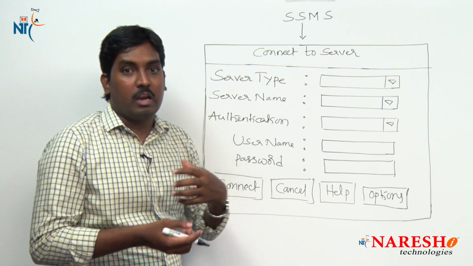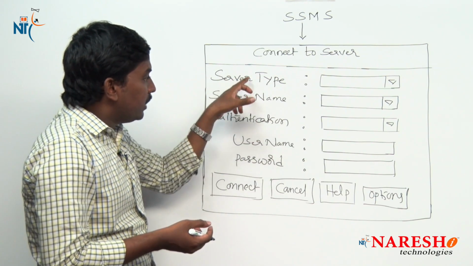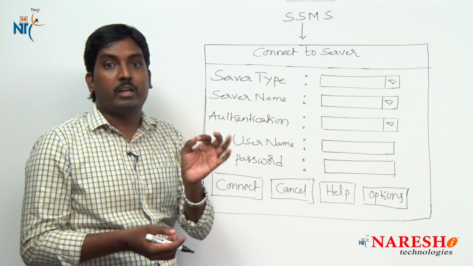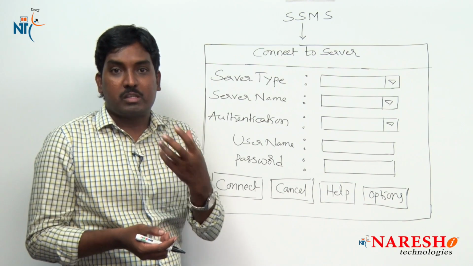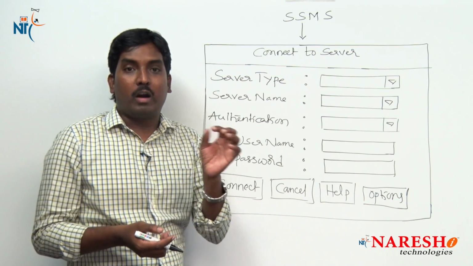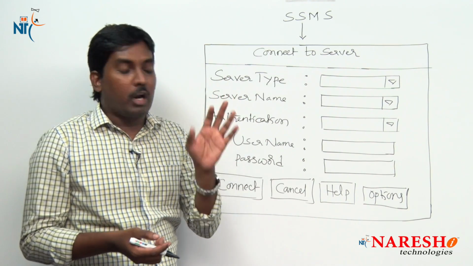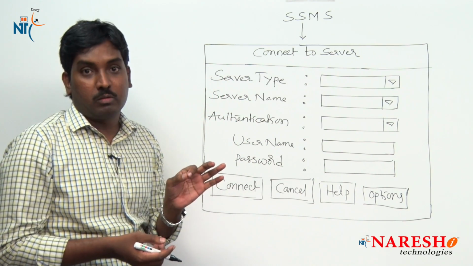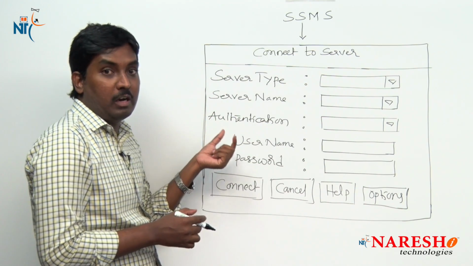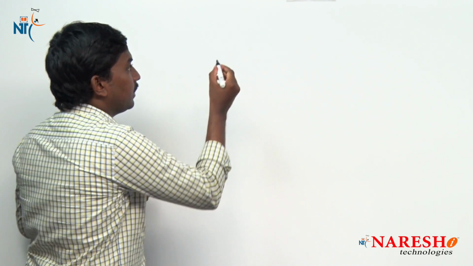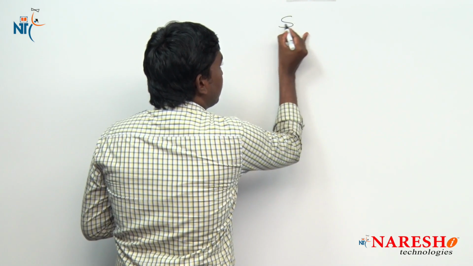But in this level, we will discuss each and every option, what is what. Once you discuss like this, you will get some idea of what is my server type, what is my server name, what is my authentication, and how to get my username and password. Let us see the options one by one. Now see my first option in my Windows, the Connect to Server window. The first option is server type, which we discuss.